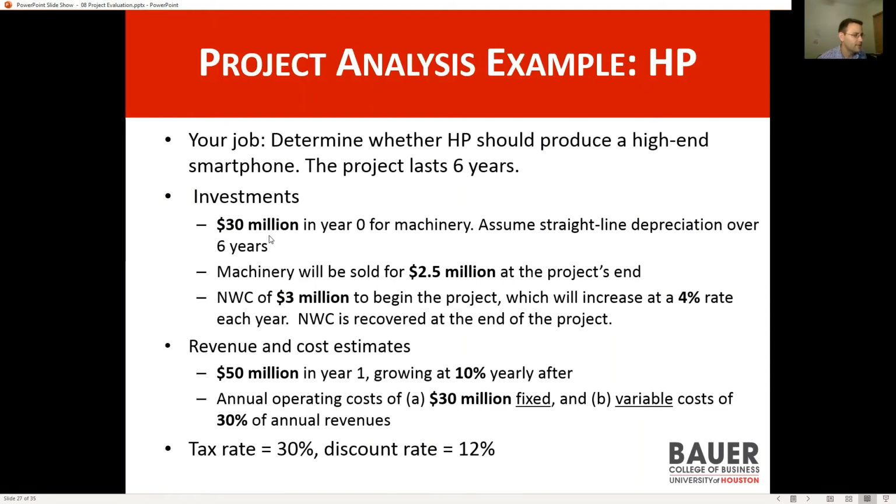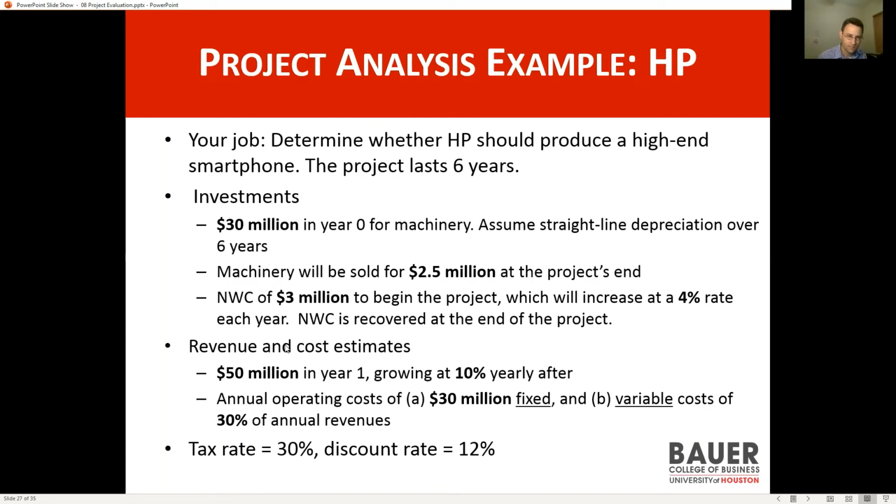What else do you have to invest in? Well, just like you have to invest in long-term assets and machinery, you also have to invest in short-term assets in net working capital. So we have to invest $3 million to begin, and then we're going to increase that 4% per year. The idea is as the business grows, you need more assets to support that. Just like we can salvage the machinery, we can also salvage the net working capital. We call that net working capital recovery. We get back anything that we put in at the end of the project.